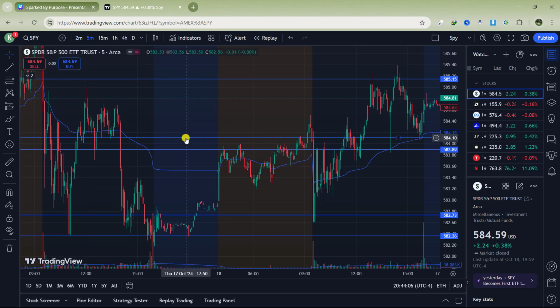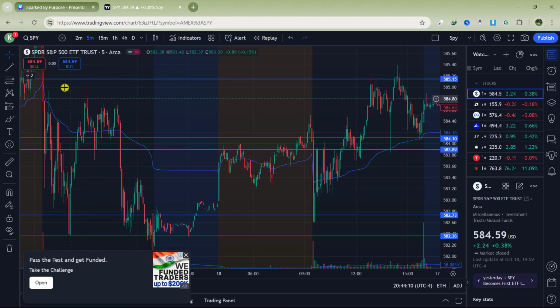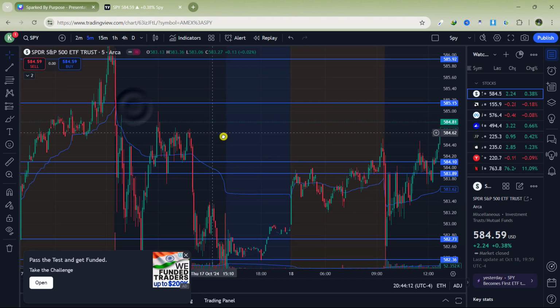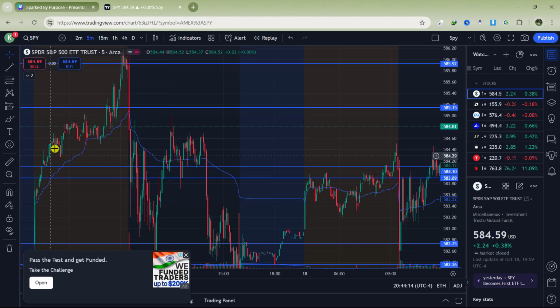On the other hand, we have areas of resistance. So let's see, for example, right here, we can see that the price, whenever it comes close to this level, which is the $585.15 level, keeps rejecting off of this level. So you can think of this as a ceiling. Think of throwing a ball up into the air, and it hits the ceiling and comes back down.